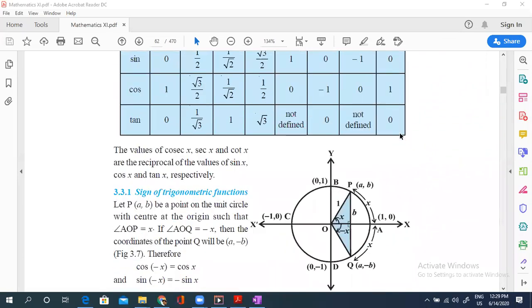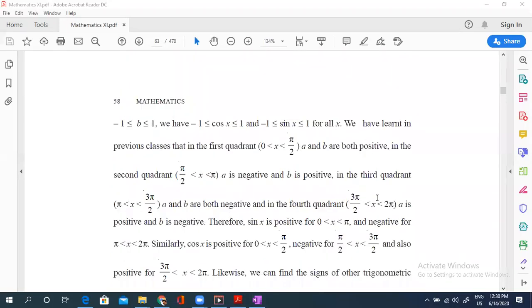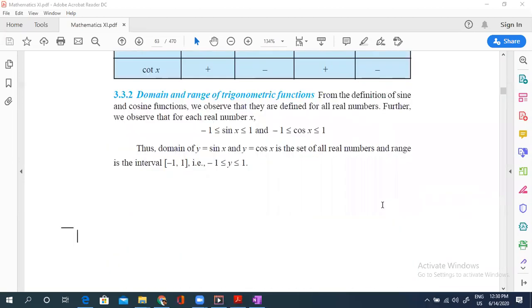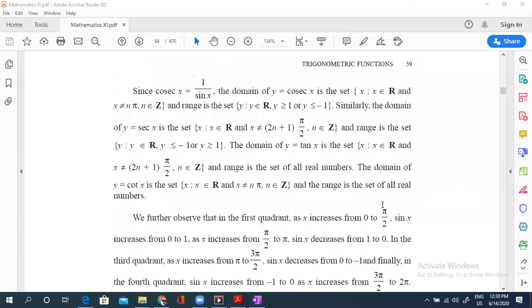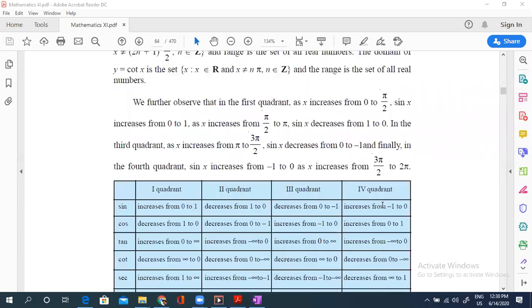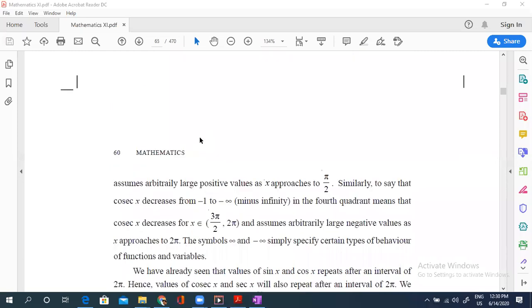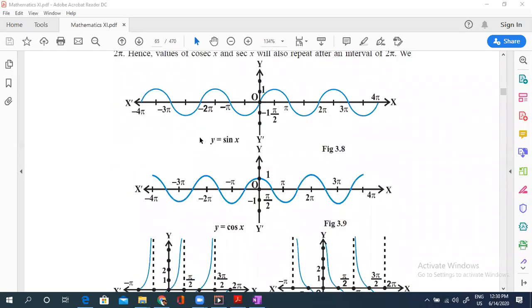Now, what you have to think, right? That's your homework, right? Find the domain and range of sec theta, cosec theta, and cot theta. You have to find the domain and range of those three functions. It's written already in the table, but you have to find. Okay.